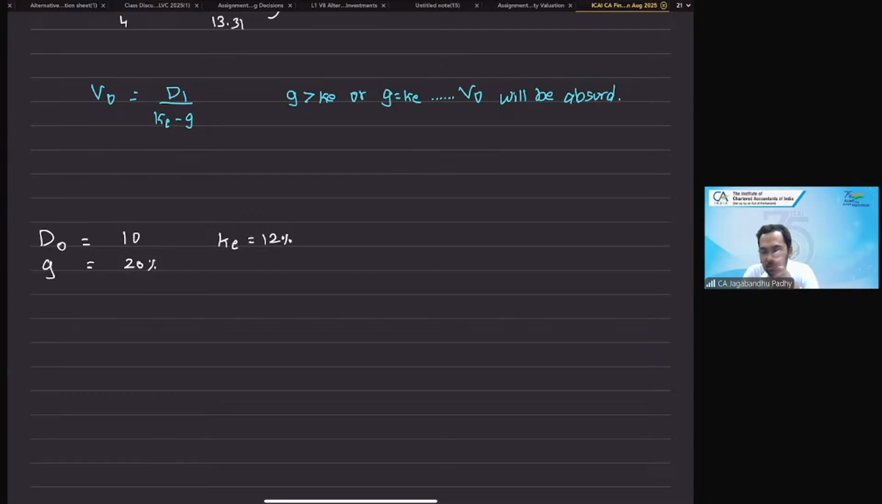Does it sound realistic that the company is going to grow 20% every year, sir? The GDP is growing at 5%, 4%. How come you are able to grow at 20% forever? Is it really going to happen that way? No, it's not realistically possible.